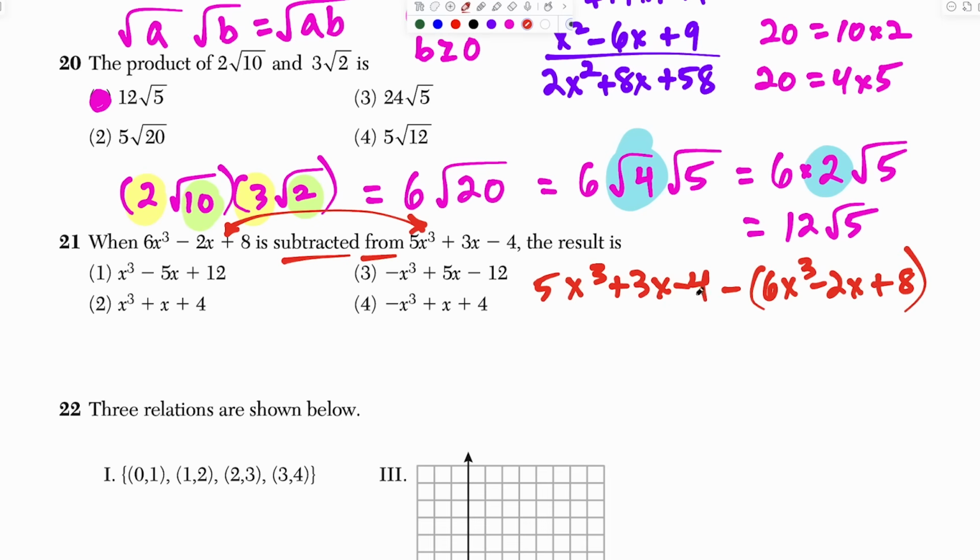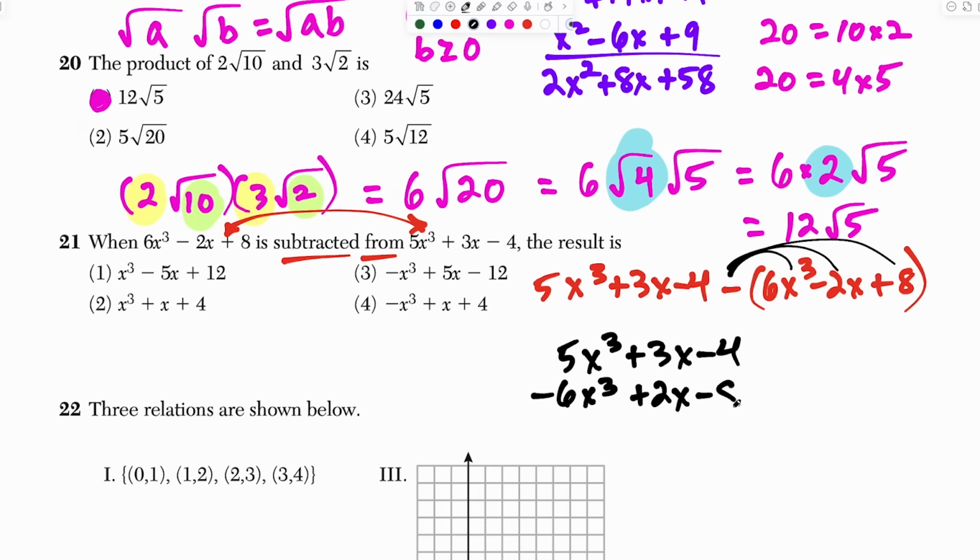The parentheses here are very, very important, because one of the most common mistakes is students forget to distribute the minus, and it just throws the whole question off. So I'm just going to write this now vertically aligned. So we have 5x to the third plus 3x minus 4. And when I distribute the negative, I have a minus 6x to the third. When I send the negative through to this, minus 2x becomes plus 2x. And then minus positive 8, I just write as minus 8.